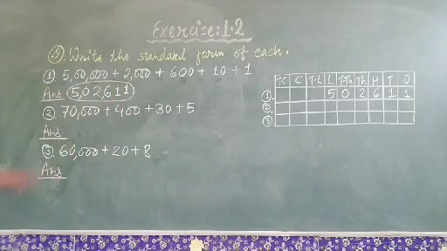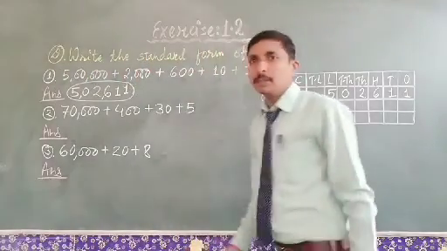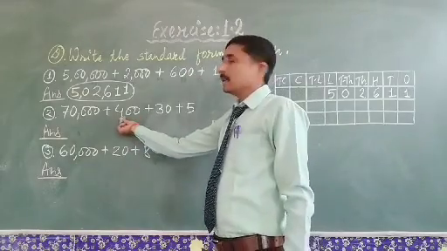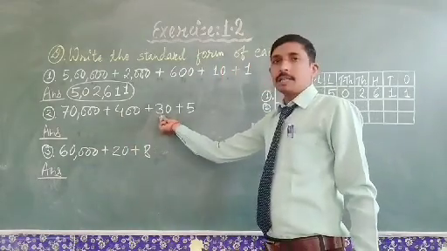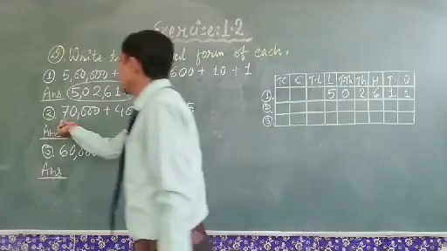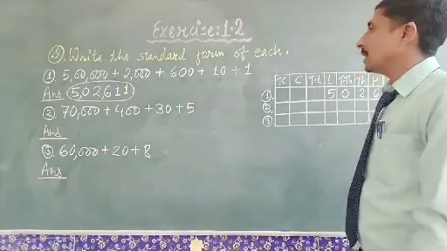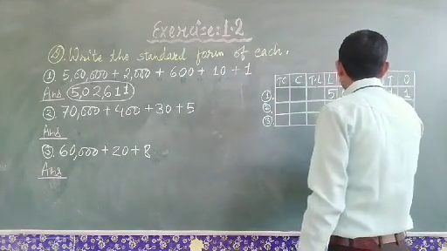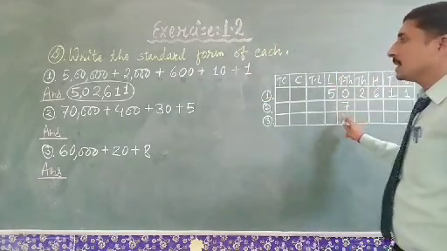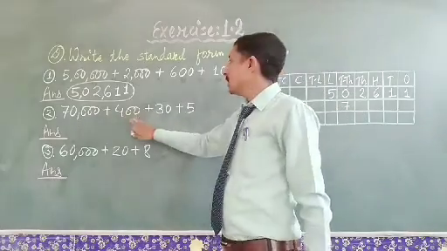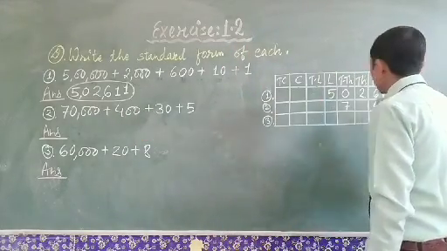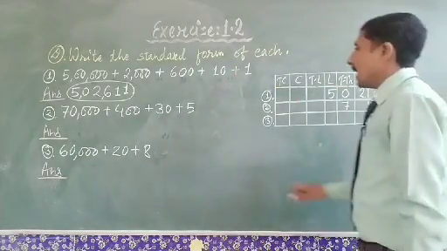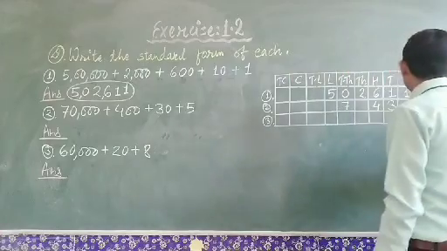Now we come to question number 2. In question number 2 you see the highest value is 70,000, then 400, then 30 and 5. 70,000 means this digit 7 lies in the place of 10,000. So write 7 in the 10,000 place. Then 400 means 4 lies in the hundreds place. And 30 means 3 lies in the tens place. And 5 lies in the ones place.